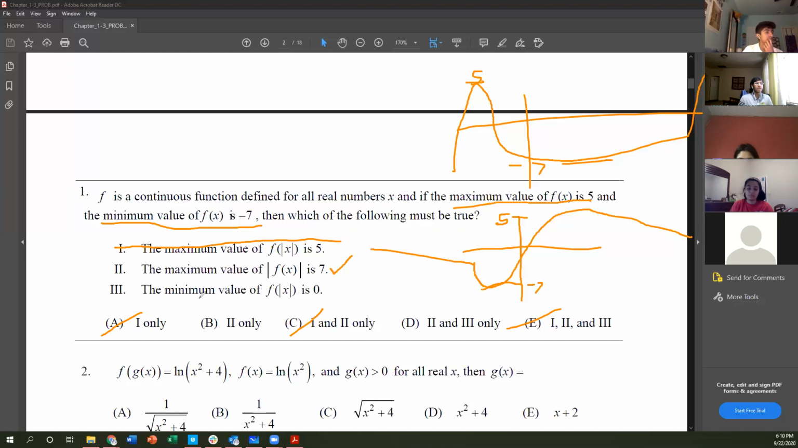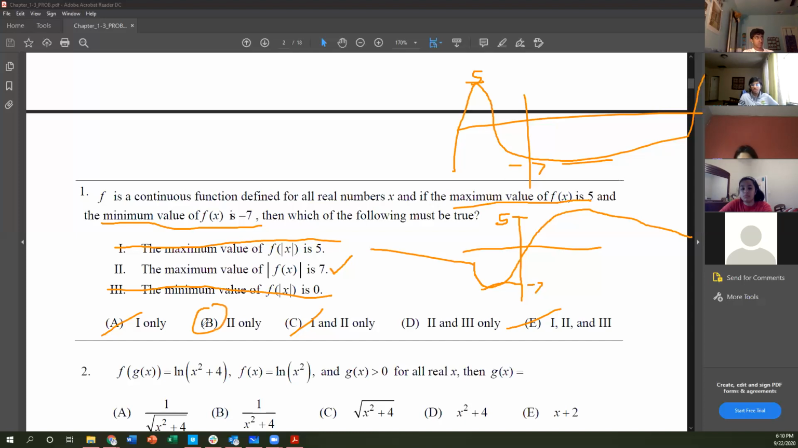Now, is 3 one of them? And that's the question. So the minimum value of f of absolute value of x is 0. I don't think that works either for the same reason. Like we don't know where it is. Exactly. So as in this example right here, the minimum value of f of absolute value of x might be -7, right? So that's why this one's false. So the answer would then be B.